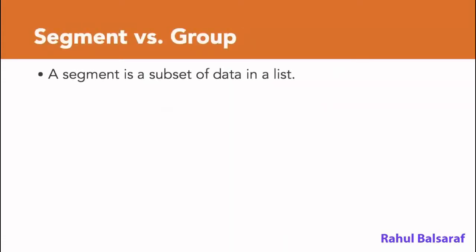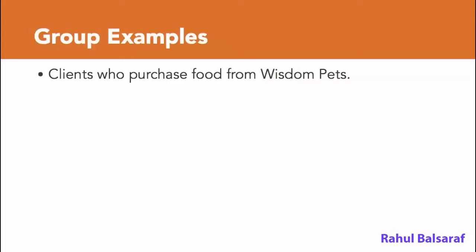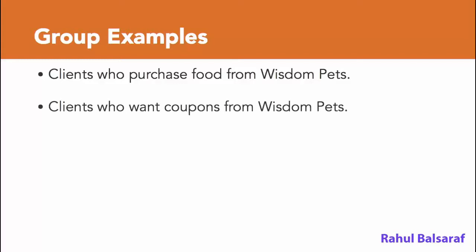While a segment is a subset of the data in an existing list, a group is a little different. A group is a set of subscribers that are identified by a category across multiple lists or in a single list. At Wisdom Pets, for example, some of our pet parents like to buy their pet food from us. Others choose to buy their pet food at local stores or online. If we have multiple lists and want to identify all of the subscribers who are interested in receiving coupons to buy pet food from us, then we can send them a specific email campaign with timely discounts.